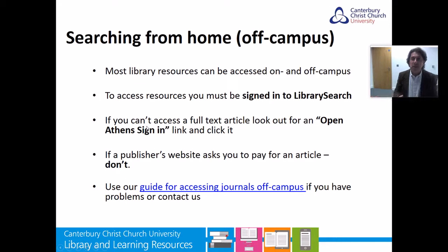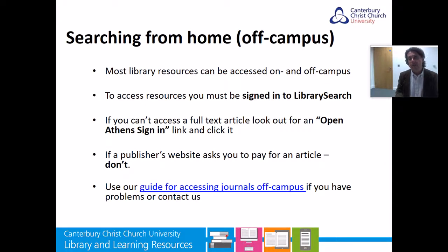Let me briefly explain this to you. Because you're off campus and you want to use our resources, there has to be a system in place that checks if you are authorized to use our resources, which means if you are a student of Christ Church University who is allowed to use our resources. Now the system we have in place that does this is Open Athens. So whenever you try to access a resource off campus from home, you have to go via this Open Athens route. Otherwise you wouldn't be able to access them.